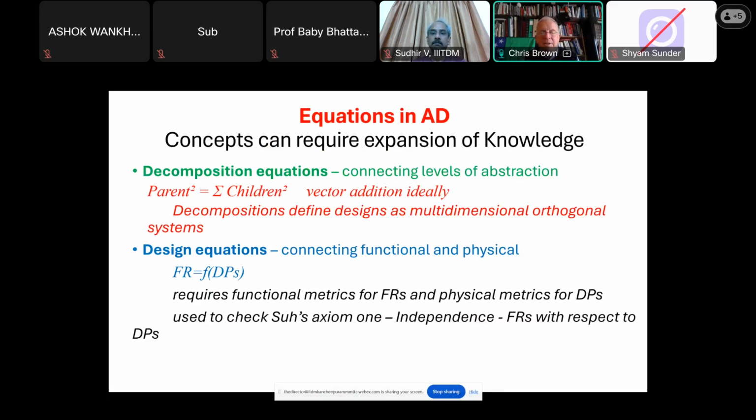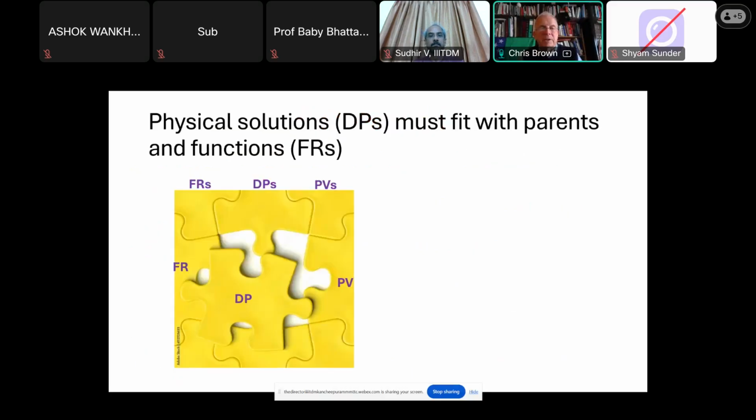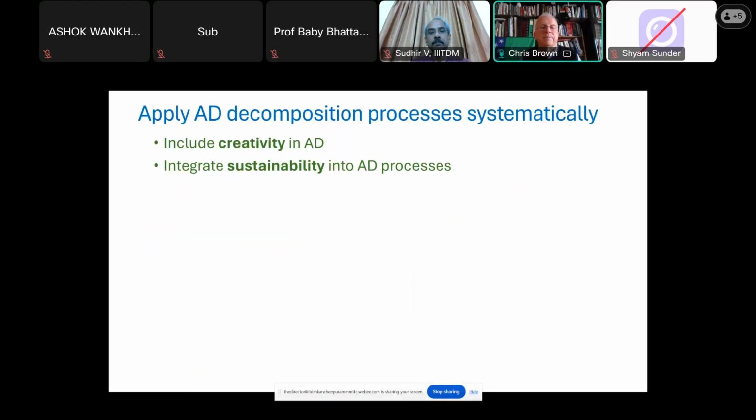We use this to check on axiom 1, make sure they're independent. And then we need to know probabilities of success for ranking the remaining solutions after we've checked for independence. And so that's the log of 1 over the probability of success. So we can see, we've got sort of top-down design decomposition equations. Then horizontally, we're looking at the design equations. So it's sort of like piecing together a puzzle. And if we include sort of concept knowledge, we can think about adding other dimensions as well.